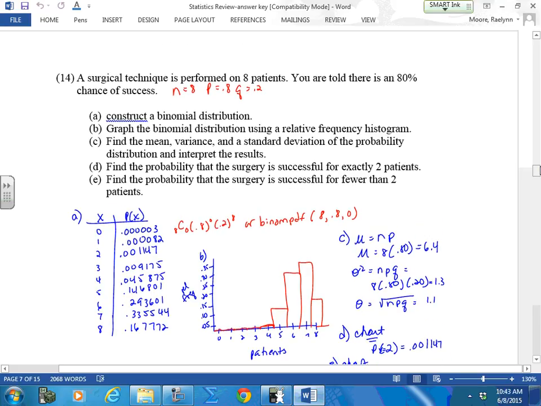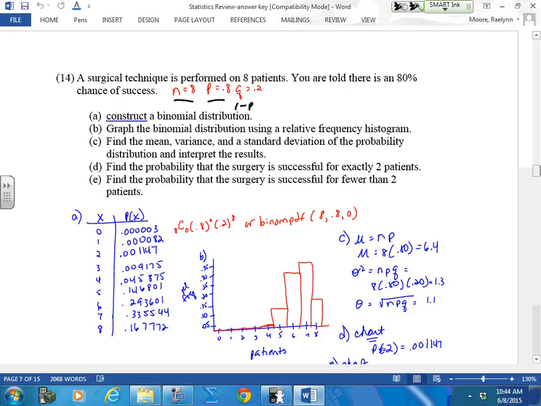Okay. Binomial distributions. This is a good one. This is another major one that we have. And a binomial means we have two choices, a success and a failure. And we can tell right away, this surgical procedure is being performed on 8 patients. You are told there's an 80% chance of success. So what's the only other thing that happens? Failure. So our N is 8, our P is 0.8, and our Q is 1 minus our P, 0.2.